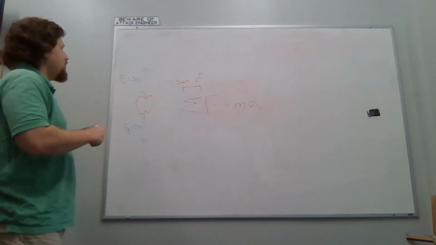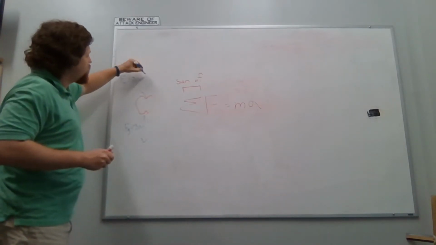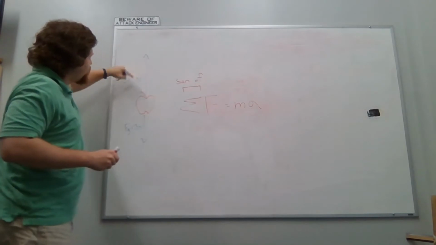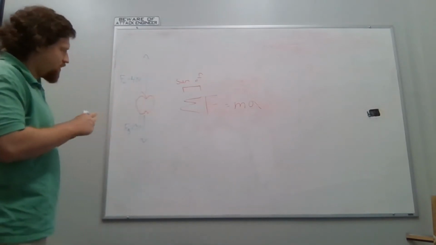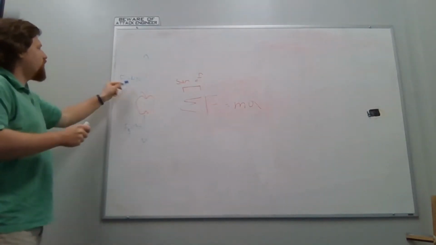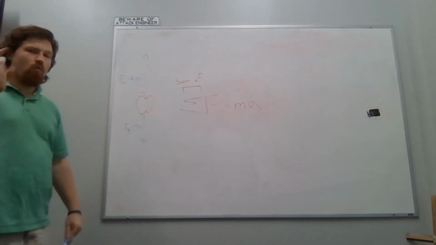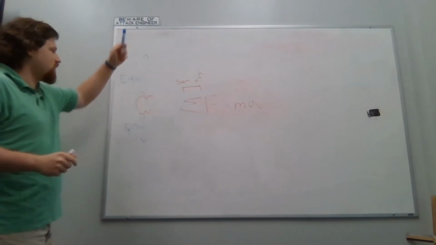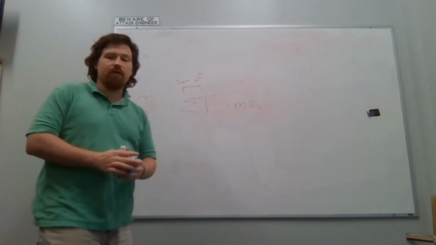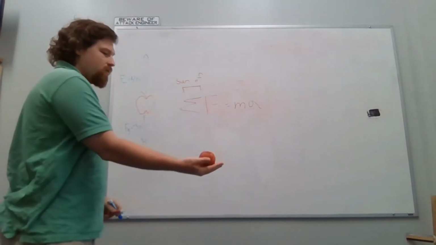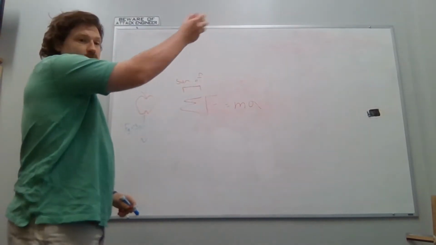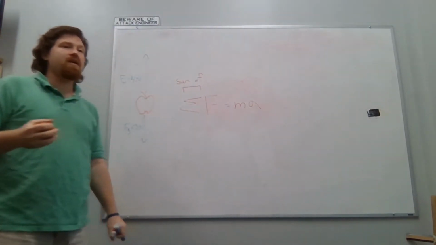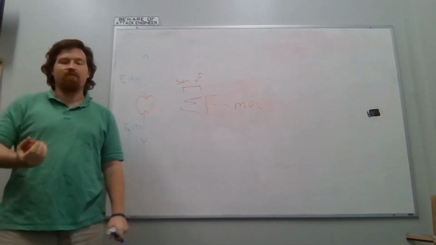But, if I was to lift with more force, say 4 newtons, now 4 plus negative 3 is 1 newton. There's now a net force of 1 newton upwards. And that net force is going to cause the apple to accelerate upwards. Your acceleration will always be in the direction of your net force.